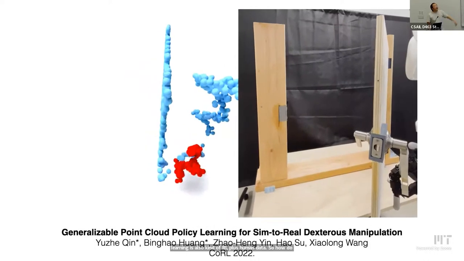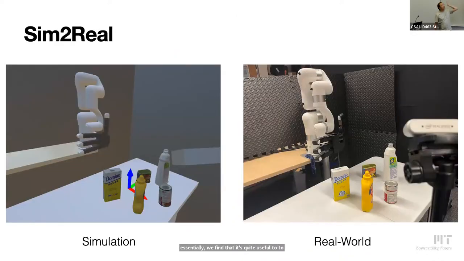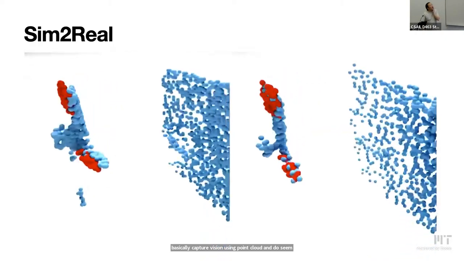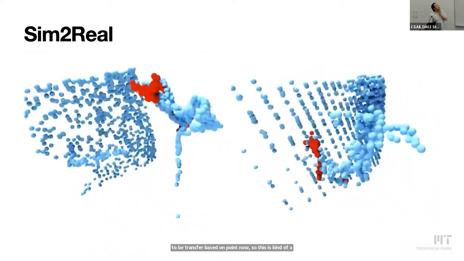So one thing we have, basically, is that for hands, we find it's quite useful to capture vision using point cloud and to do sim-to-real transfer based on point cloud. So this is a setup where you have simulation and real, and then we have this point cloud. There's also one simulation and real.